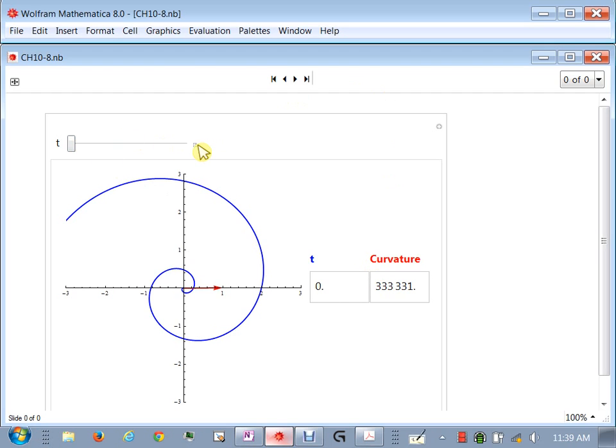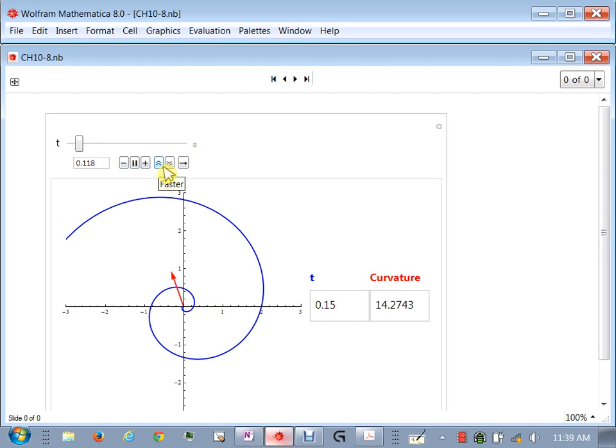As I press play here, I might have to slow it down. As time goes on, you can see the curvature getting smaller and smaller. We have 0.1, 0.01, 0.04, so it's getting smaller as I go. Do y'all see how the curvature idea matches the picture? Questions?